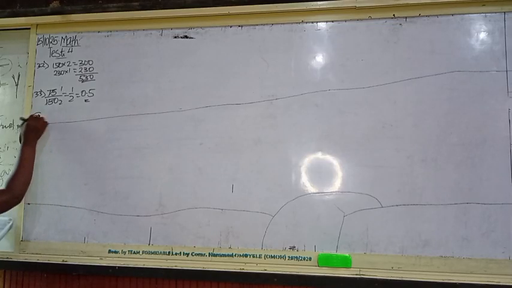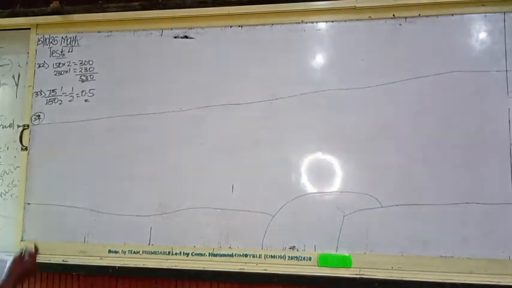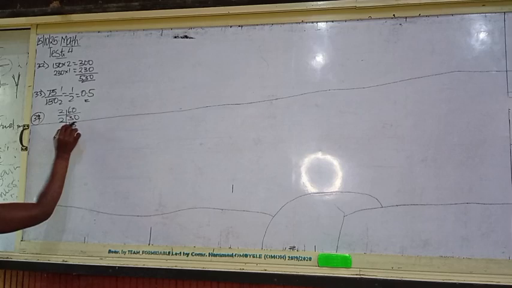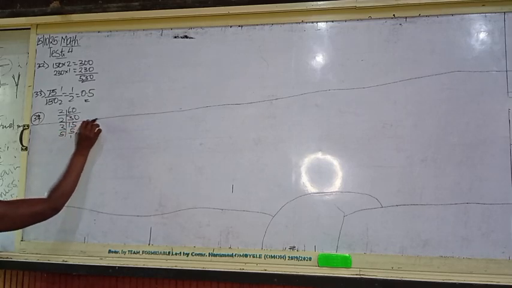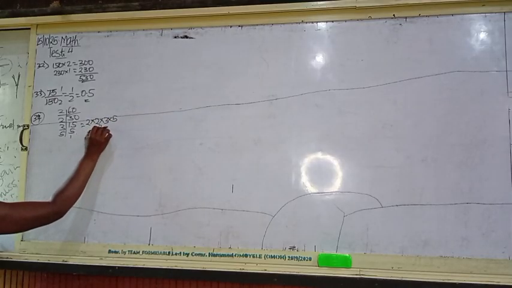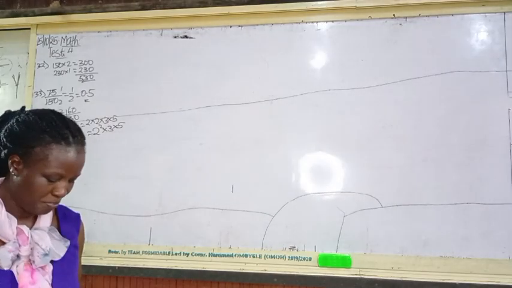Number 34 question. It says, which of the following is equal to 60? So let's take our 60. 2 here 30, 2 here 15, 3 here 5, 5 here 1. So that's 2 times 2 times 3 times 5, which is equal to 2 squared times 3 times 5. So that is the answer.